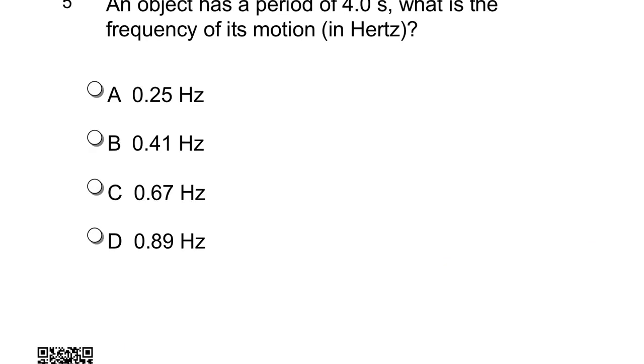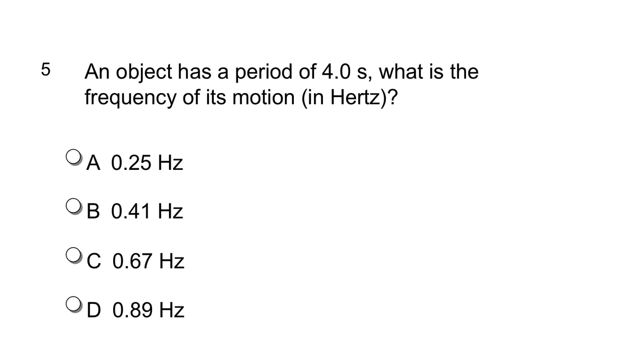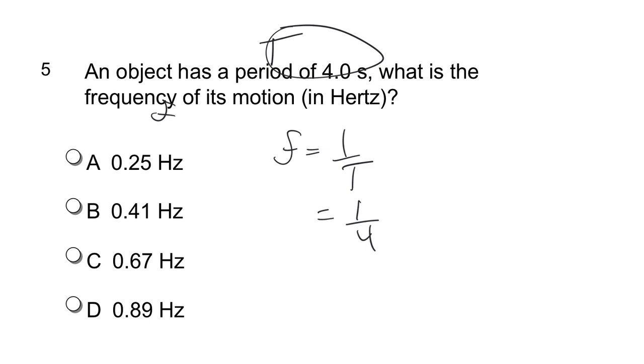So this is ridiculously easy. The period is 4 seconds. What is the frequency? So frequency is 1 over the period. It's 1 over 4 because T equals 4 seconds. So my answer is frequency is 0.25 per second, or just 0.25 hertz.